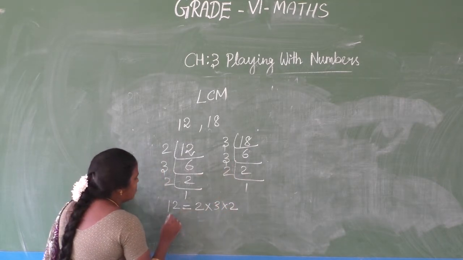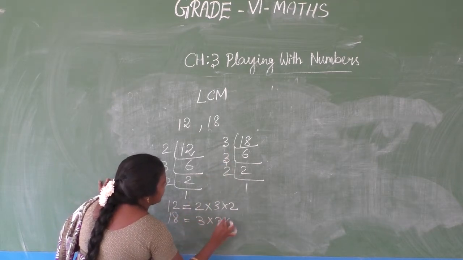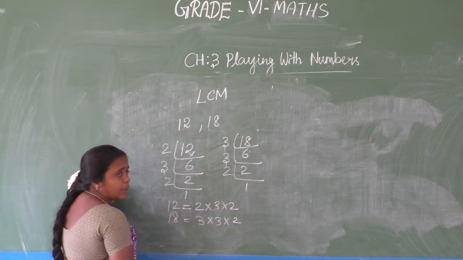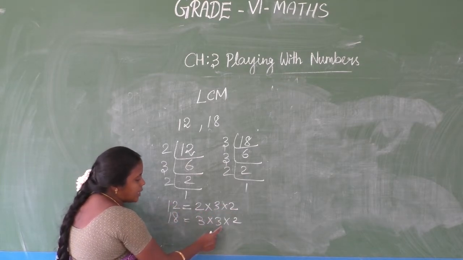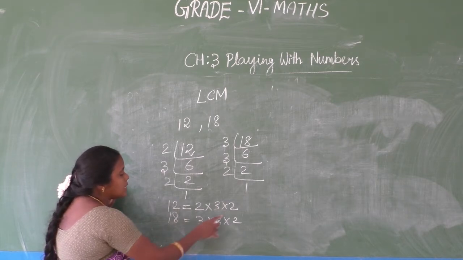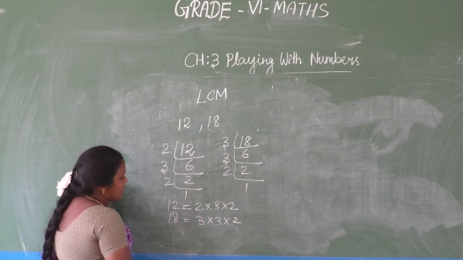Correct. Come next. 18 means 3 into 3 into 2. Yes, 2 threes are 6, 6 twos are 12. Coming correctly. 3 threes are 9, 9 twos are 18. Correct. Okay, these are the prime factors of the given numbers. Clear?